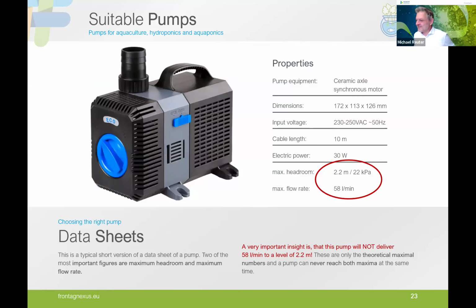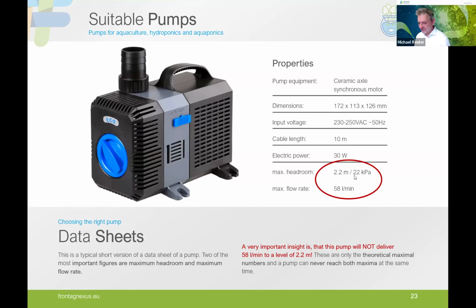How do we know what characteristics a given pump has? Usually we find that in the data sheets, so we can look up everything that we would like to know, like the electric power of a pump. And there it's always also given a maximum headroom in general and also a maximum flow rate. What is very important to understand is that a pump will never reach both maxima at the same time.